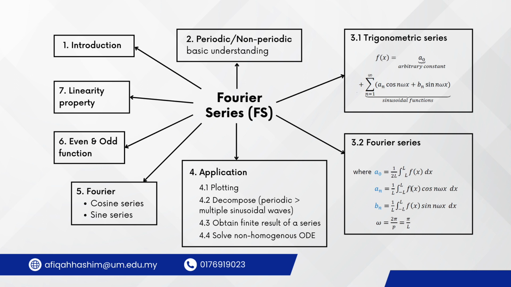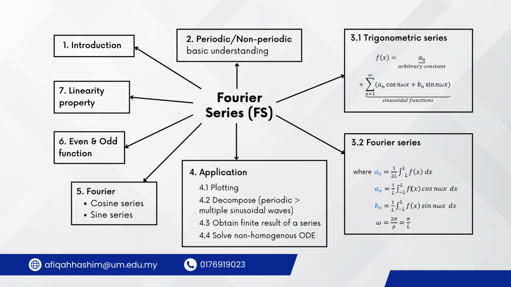Then we will look at how to find the coefficients a naught, a sub n, and b sub n, and also how to get the value of w that you need to insert in the general equation above. Then we will look at the application of Fourier series for plotting, decomposing, and obtaining a finite result of a series, and solving non-homogeneous ordinary differential equations.